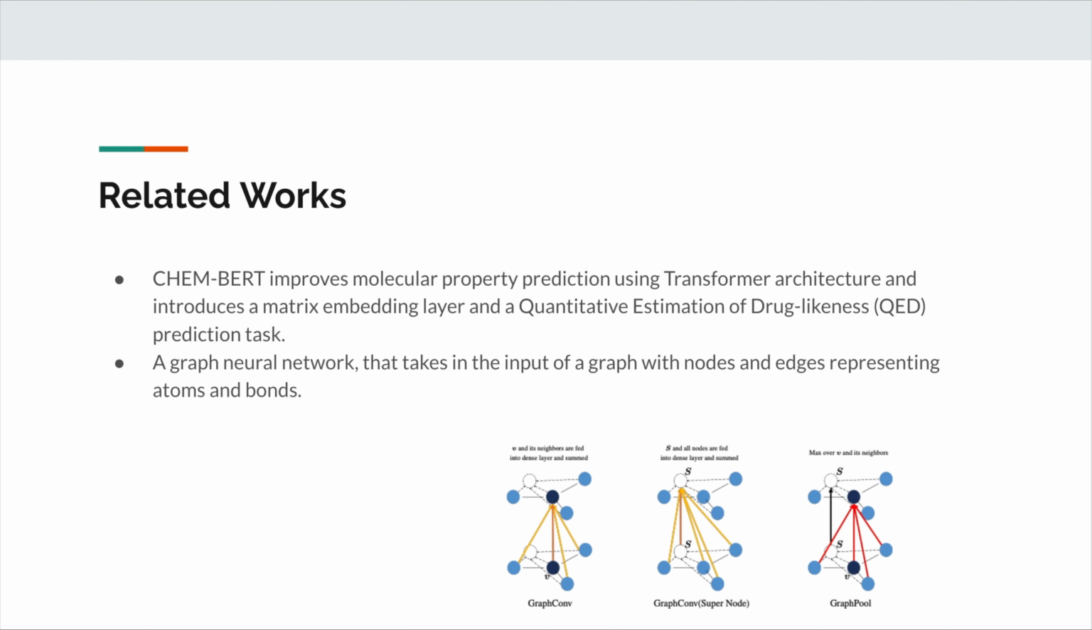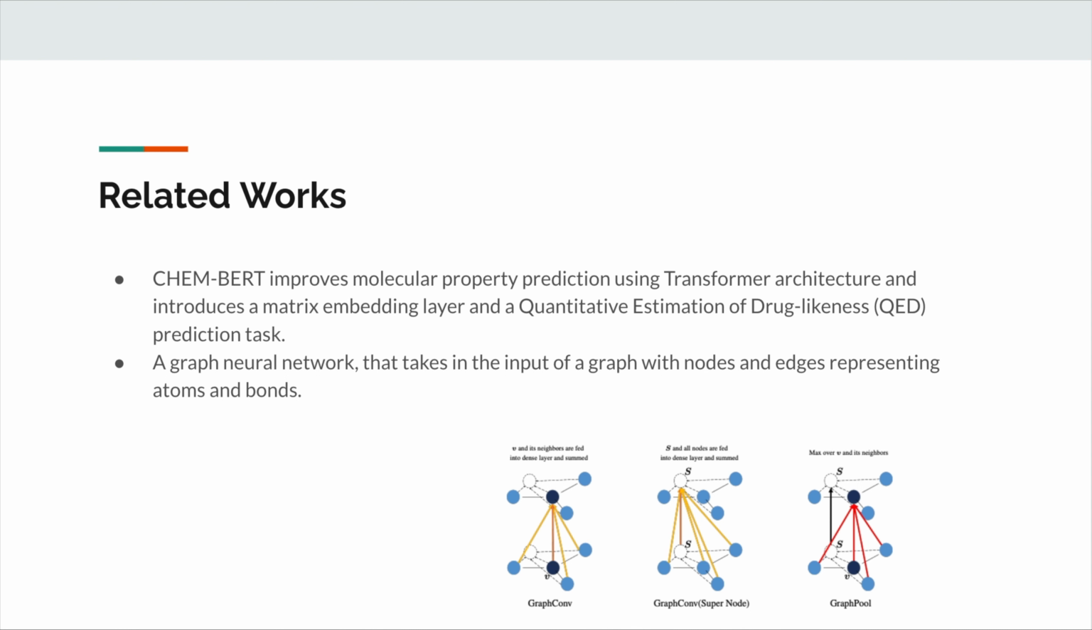Related works. First up, we have ChemBERT. ChemBERT is a model that enhances molecular property prediction using something known as a transformer architecture. They're a type of machine learning model originally designed for language tasks such as language translation, but they also show significant promise in other domains such as what we're doing here.